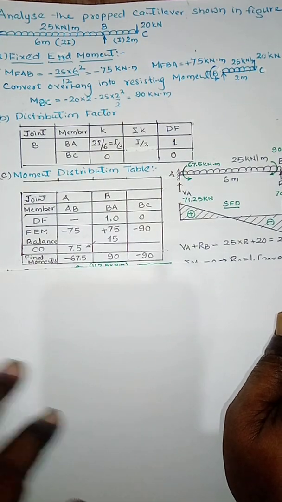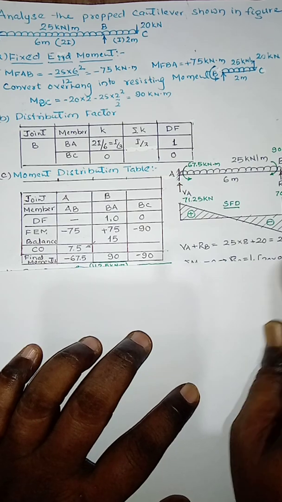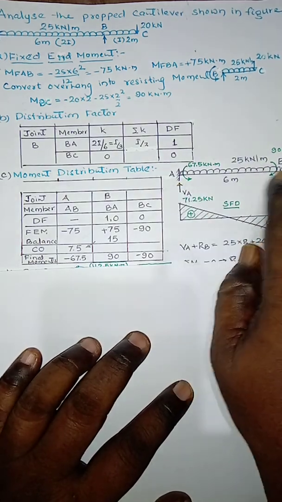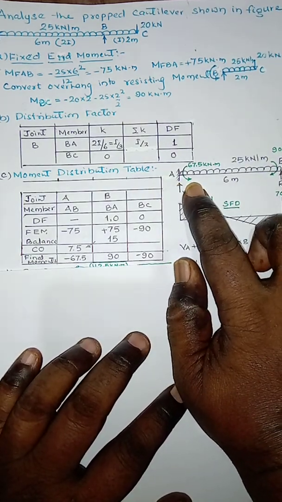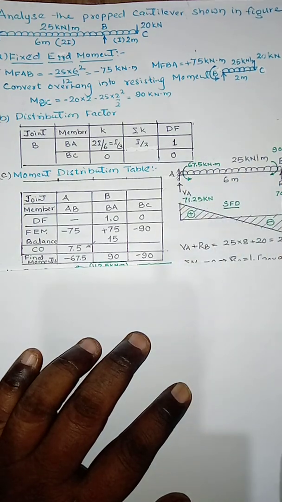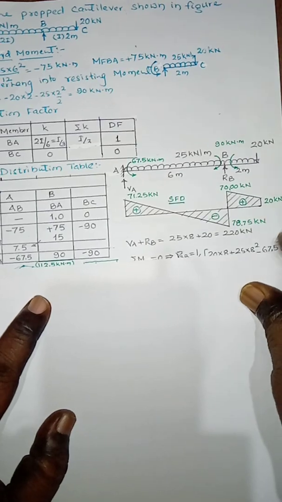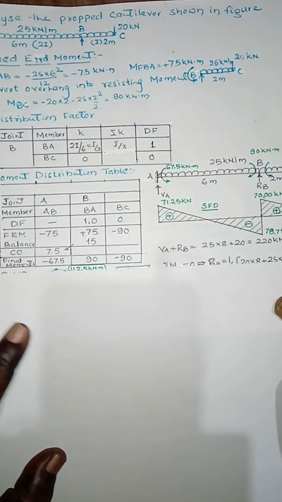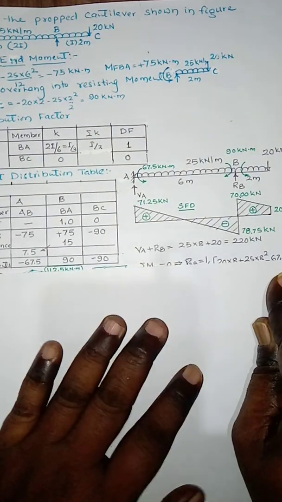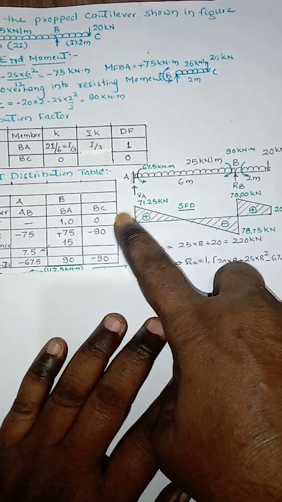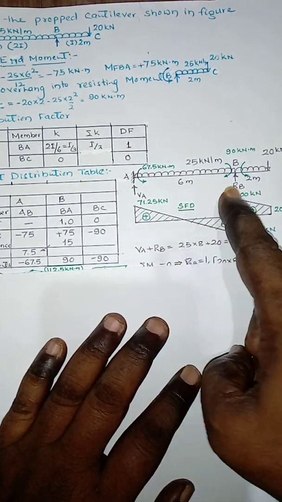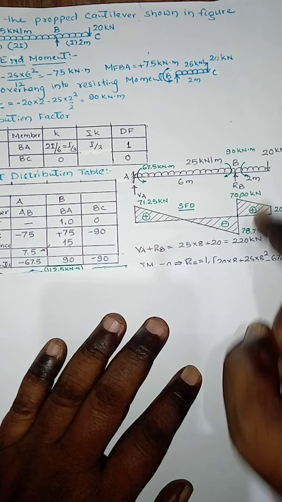Then if you want to draw the bending moment diagram, here this is your given B, 67.5, which is anti-clockwise. Here this one is hogging and this one is sagging, 90 is sagging and this one is hogging.